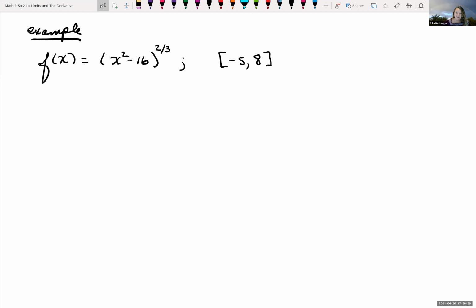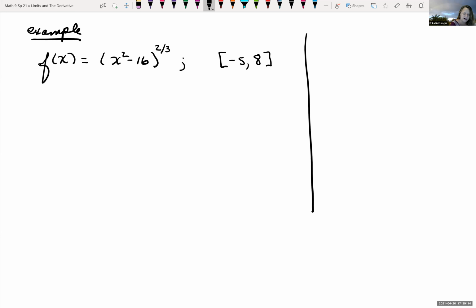Okay, so same type of example where we're finding absolute max and absolute min if they occur. This time we have a closed interval from -5 to 8. And f of x is equal to the quantity x squared minus 16, that quantity raised to the 2/3 power. So we need to make sure that this is a continuous function. This would be continuous. I would just have to make sure that all values of x between -5 and 8 fall in the domain of this f of x.